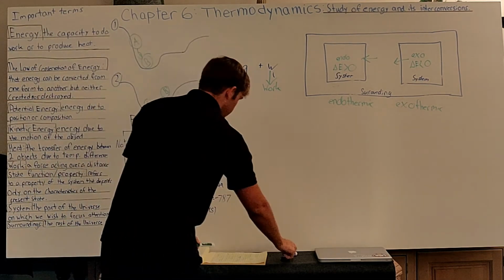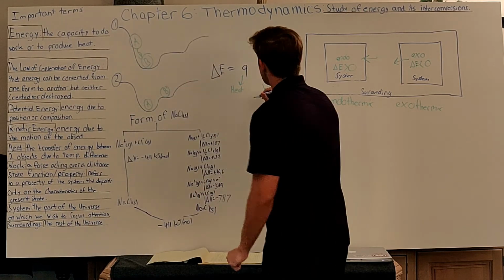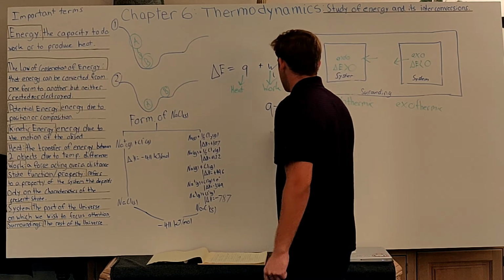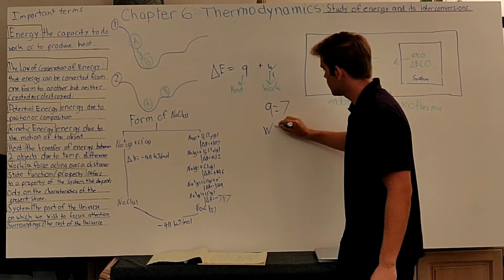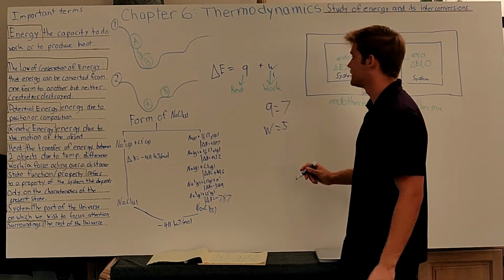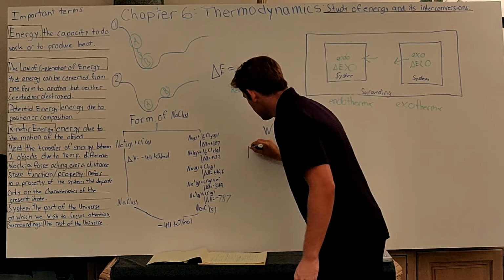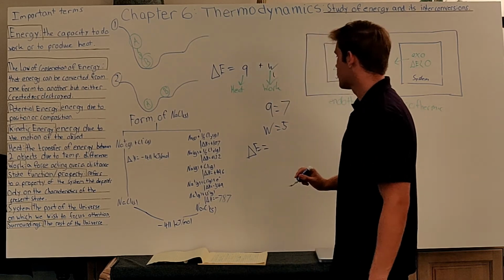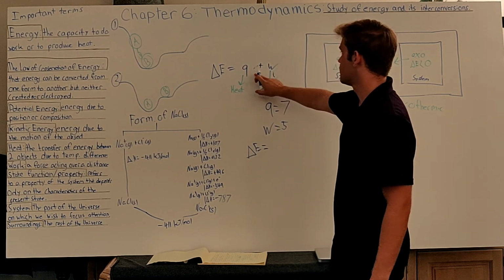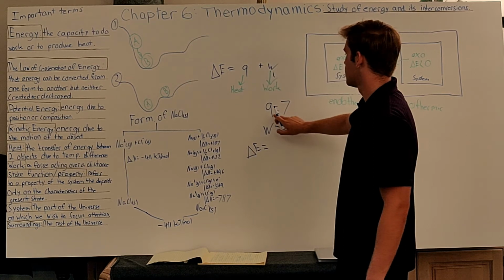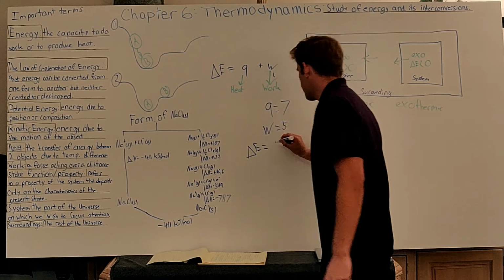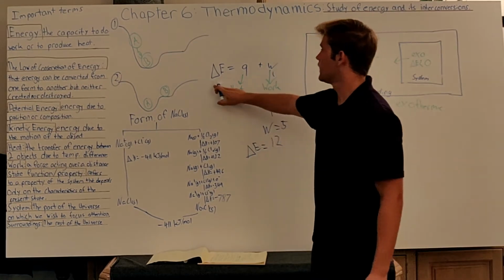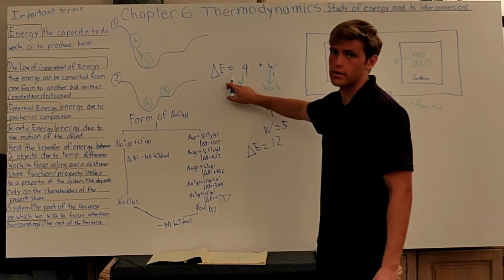If you are given a Q of 7 and a W of 5, your change in internal energy is going to be your Q plus W, your 7 plus 5, which is 12. And that's how you would find your internal energy.